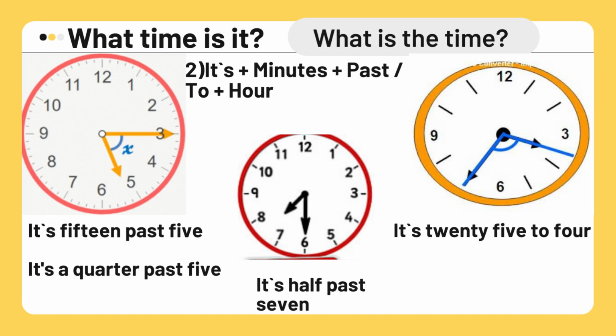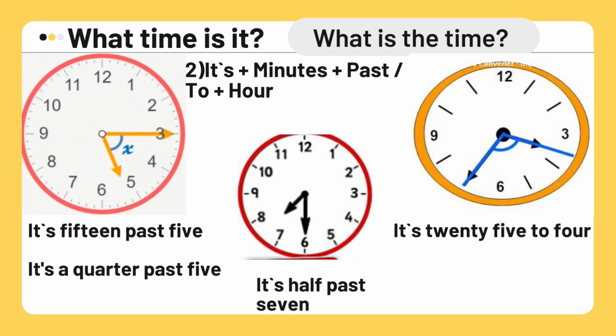In the second clock, we could say it's 7:30, but it's wrong. The correct way to tell this time is it's half past 7. Why? Because half of an hour has passed.